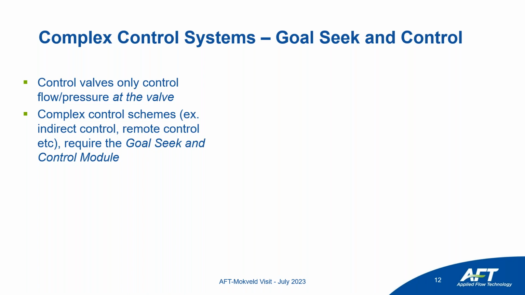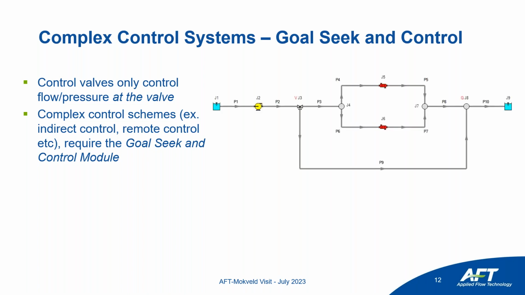You might also hear the GSC module, and that's available for both AFT Fathom, the liquid steady state tool, and AFT Aero, the gaseous or compressible steady state tool. What that allows you to do is create different variables and goals within your model. So here, let's say we're looking at how much flow needs to bypass this line so that I can achieve a specific delivery temperature to this end consumer.